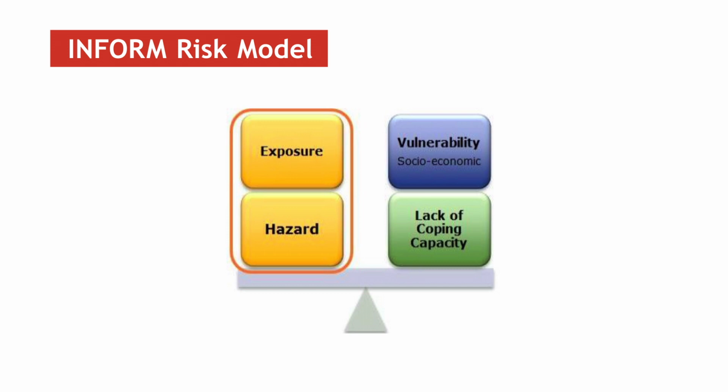The INFORM risk model adopts the three aspects of vulnerability reflected in the UN ISDR definition. The aspects of physical exposure and physical vulnerability are integrated into the hazard and exposure dimension. The aspect of fragility of the socioeconomic system becomes INFORM's vulnerability dimension, and the lack of resilience to cope and recover is treated under the lack of coping capacity dimension.